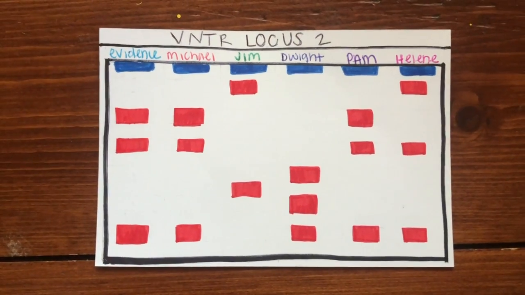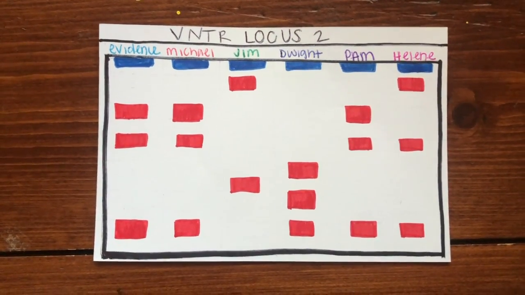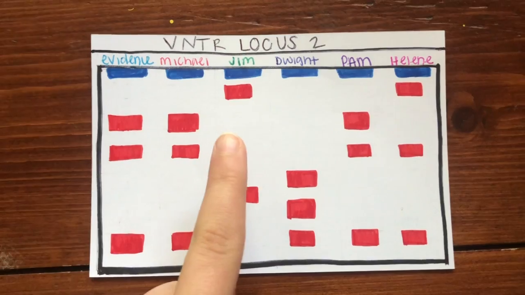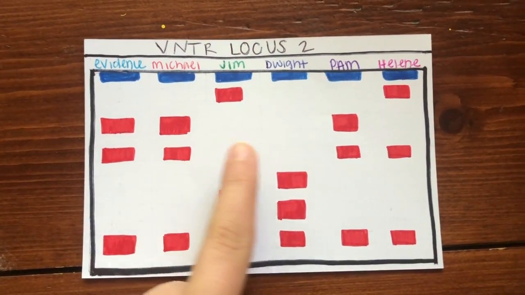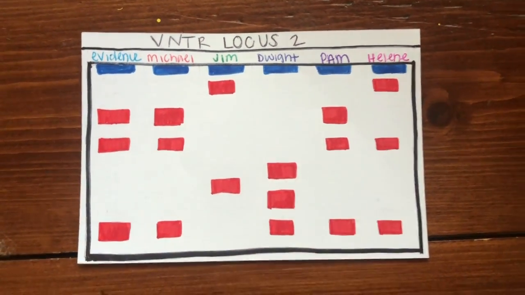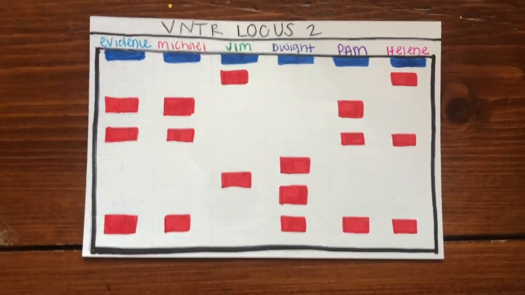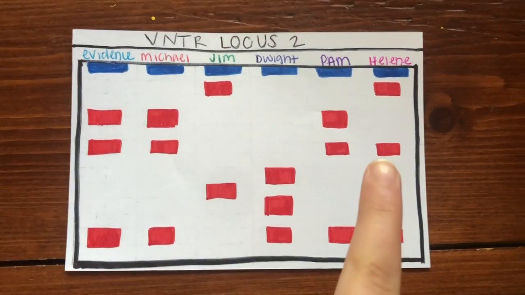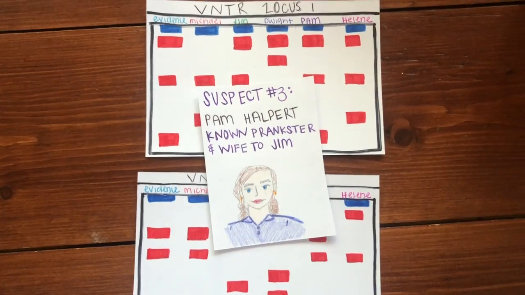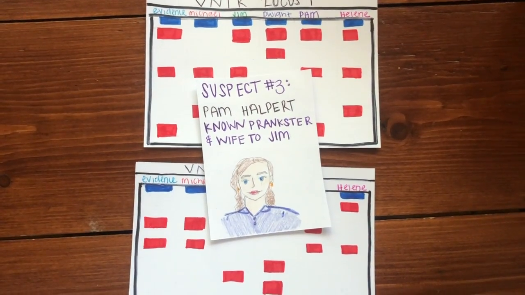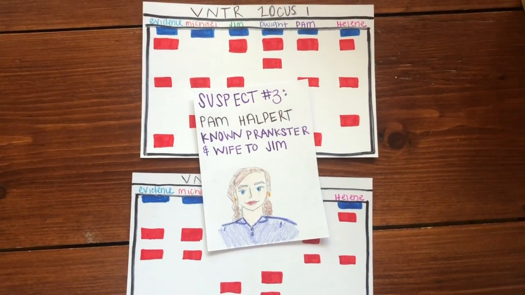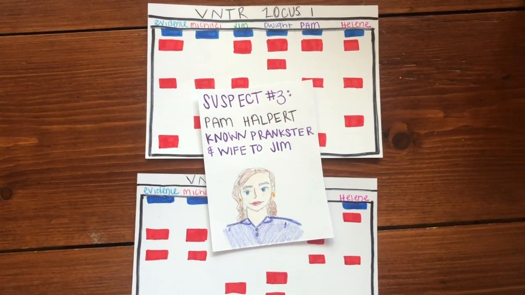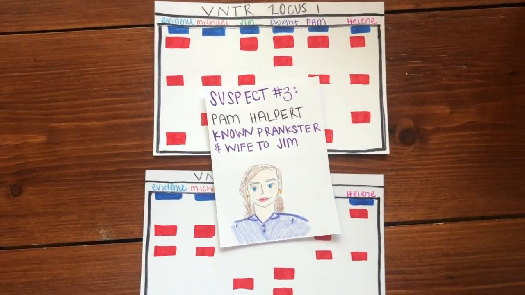We can now look at our second locus to rule out some suspects. Well, we know it can't be Jim or Dwight because neither of them have this band and neither does Helene. So now we're down to Michael and Pam. Michael and Pam both match all three bands of the evidence. So we can conclude that Pam Halpert is the suspect we are looking for because she matches the same bands as all of the crime scene evidence on both loci.